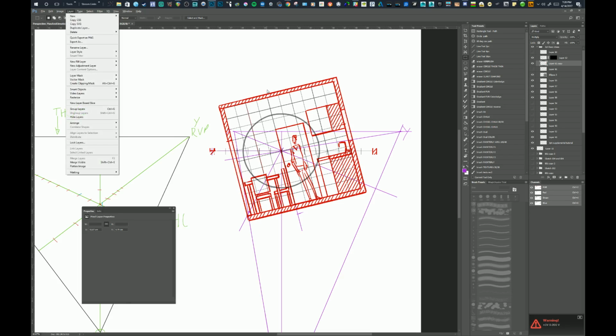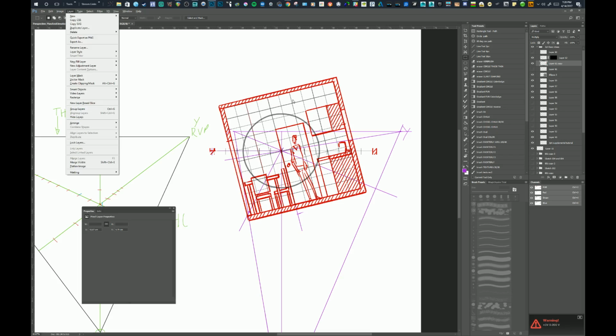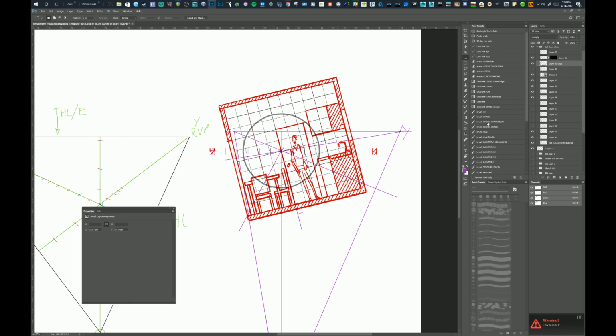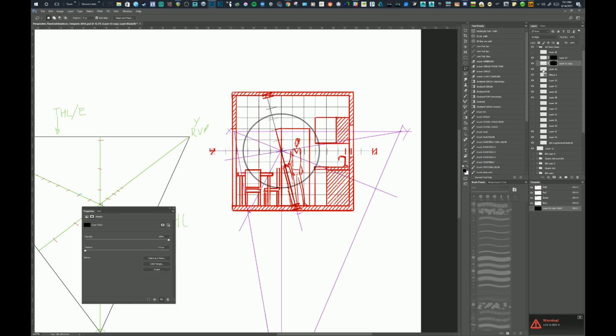Dude, come on. Oh my gosh. Sorry. Oh, what? I need my lasso. That's weird. All right. So now we have two. None of my keyboard shortcuts are working now.